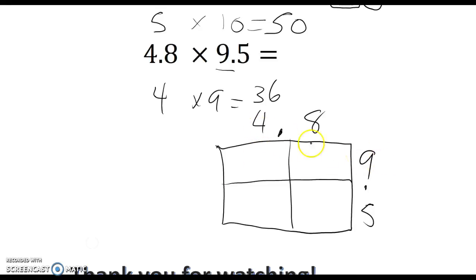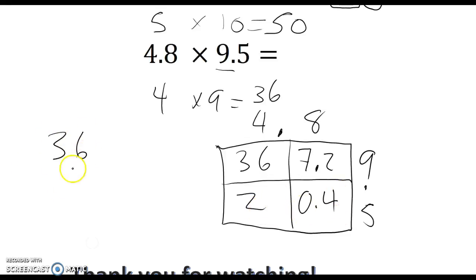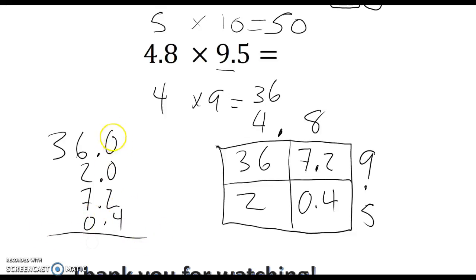So 4 times 9 would be 36. Let's see, 0.8 times 9 is going to give me 7.2. And 0.4 times 0.5 is going to give me 0.4. And 4 times 0.5, let's see, 4 times 0.5 would be 2. Okay, and then I just add all these together. So 36 plus 2 plus 7.2. Notice I'm lining up all my decimals. Plus 0.4. Okay, and I'm just going to solve this.